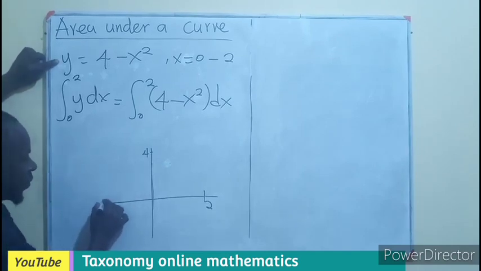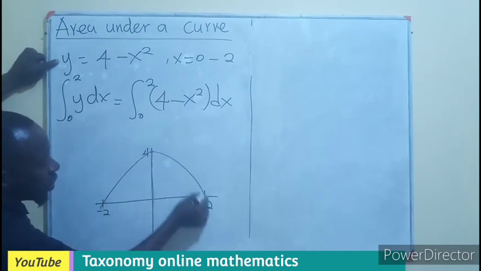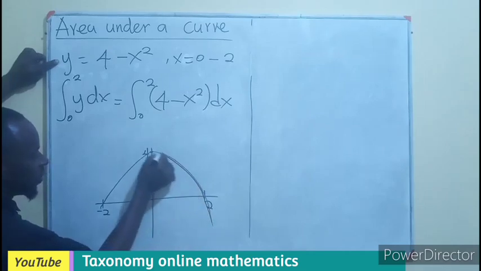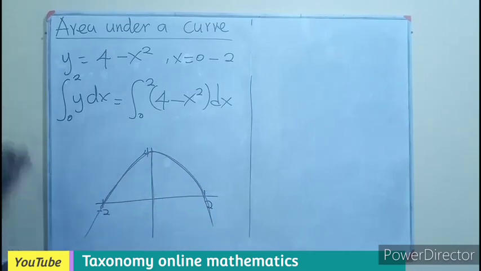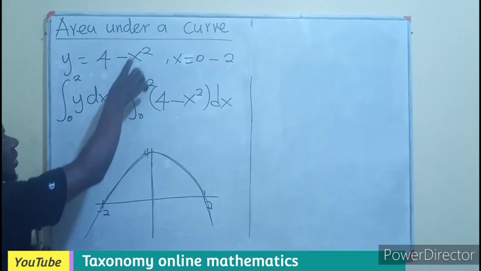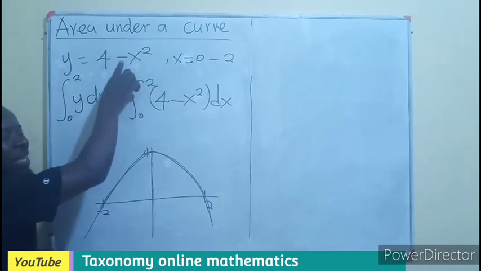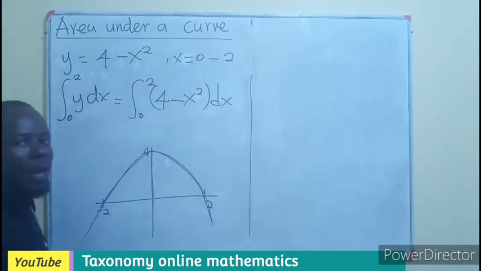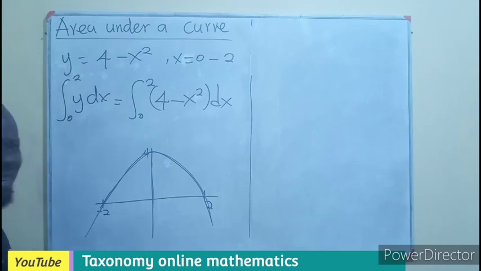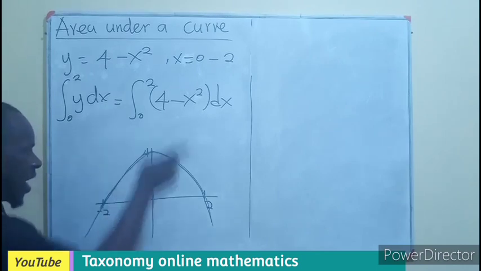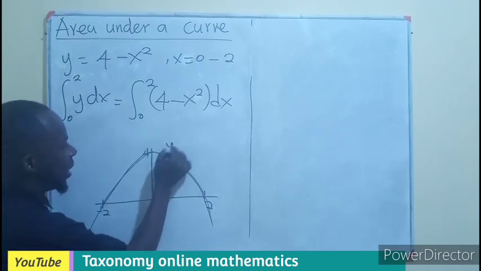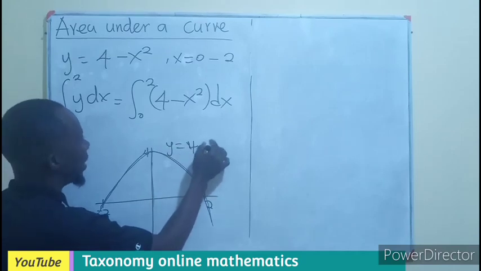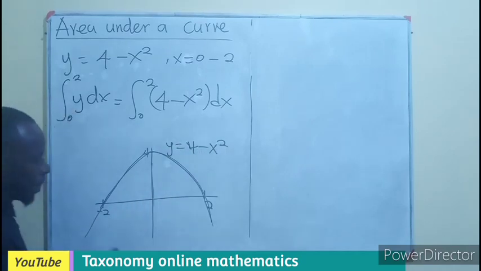So your curve is going to be, pardon me, this is my curve. Good, that's my parabola. Because the x squared is negative, it will pour water in this way. Now, what is the area we are looking for? The graph, or y equals to 4 minus x squared.